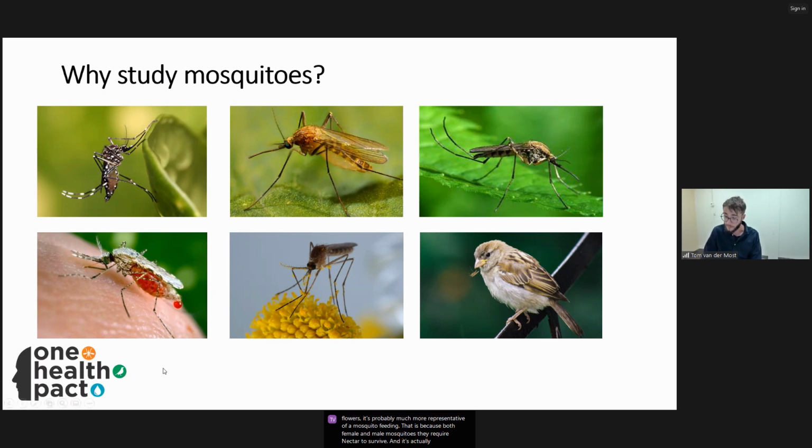And it's actually only female mosquitoes that require blood meals to get protein that they need to develop their eggs for their offspring. And because of this nectar feeding, mosquitoes also play a role in pollinating plants, and they also play an important role in the ecosystem as food for various animals, such as birds, but also fish or reptiles, amphibians, etc., and other insects, actually.